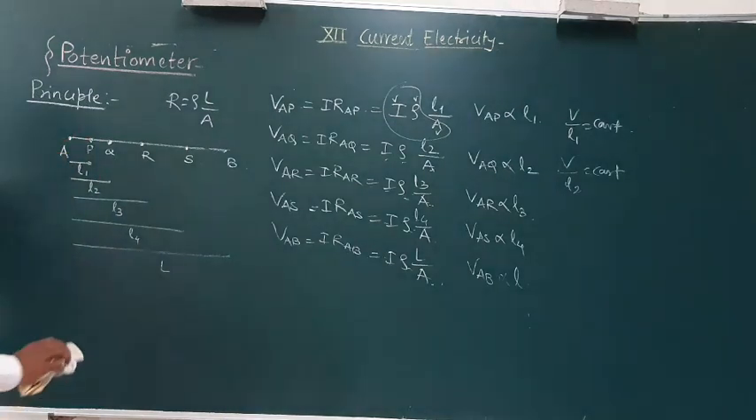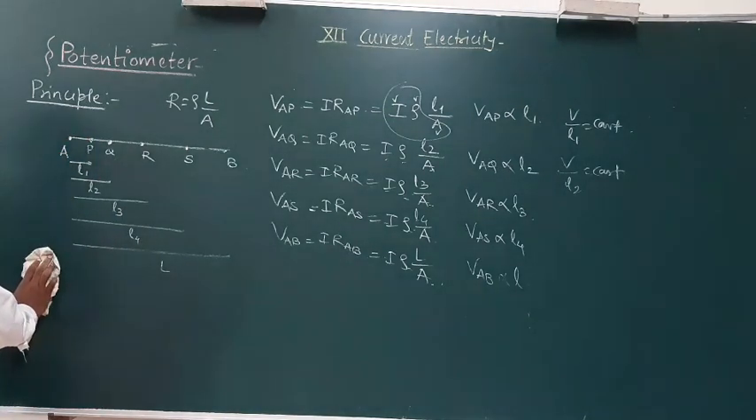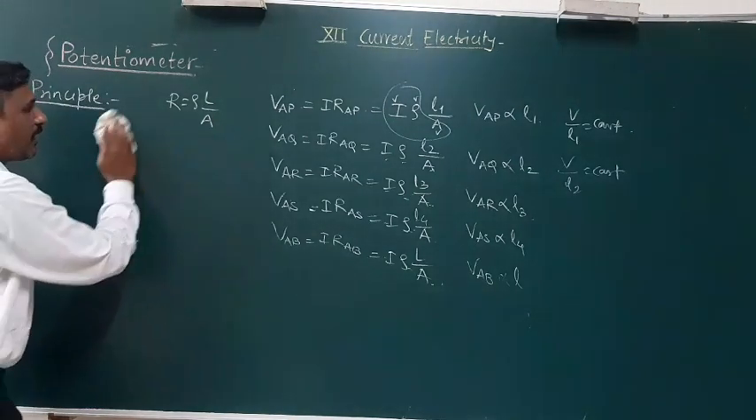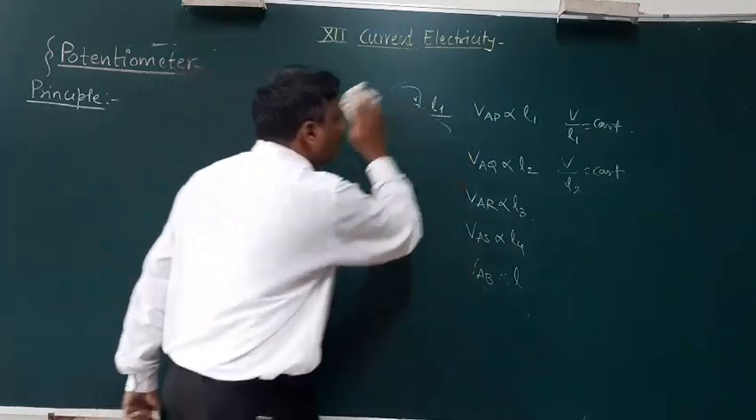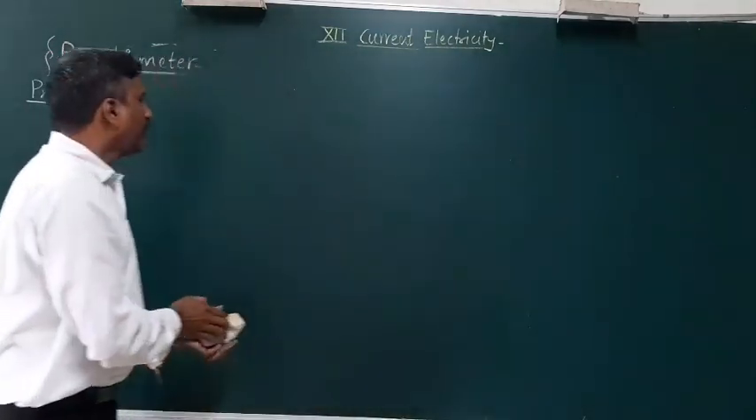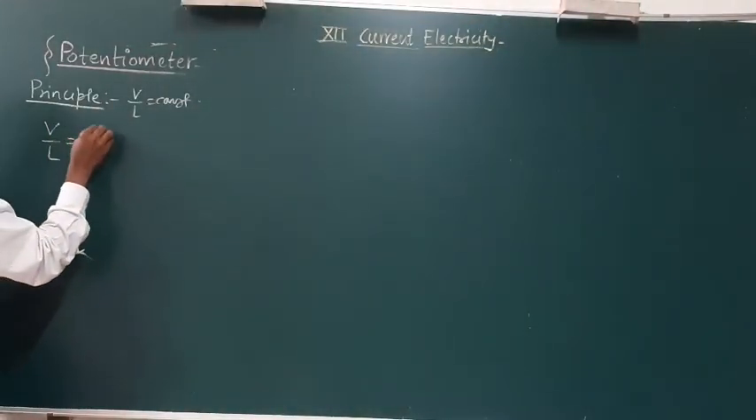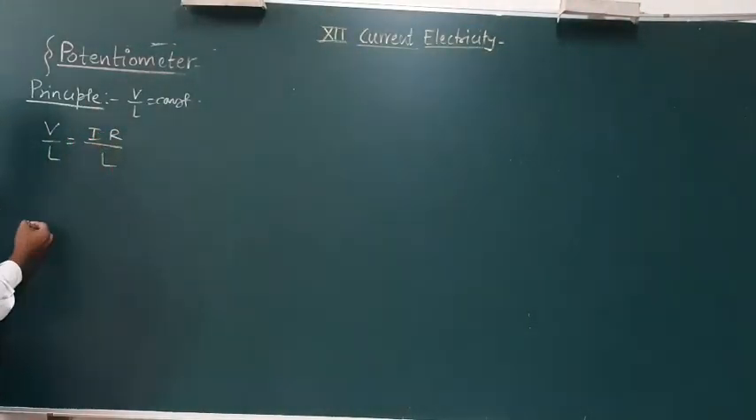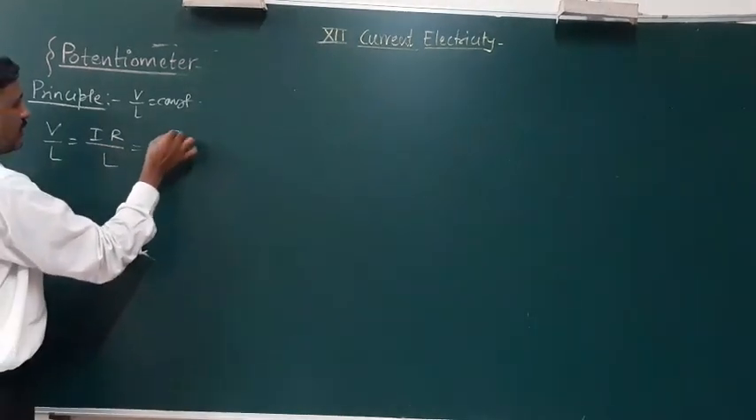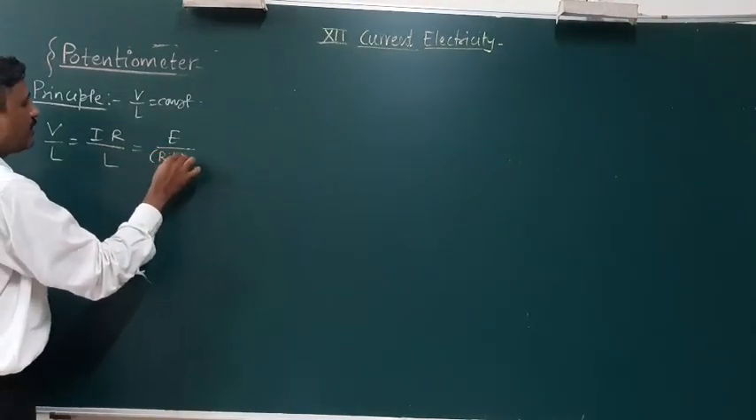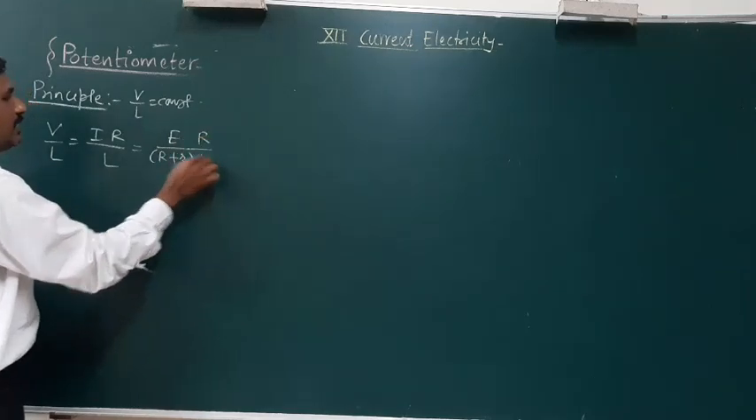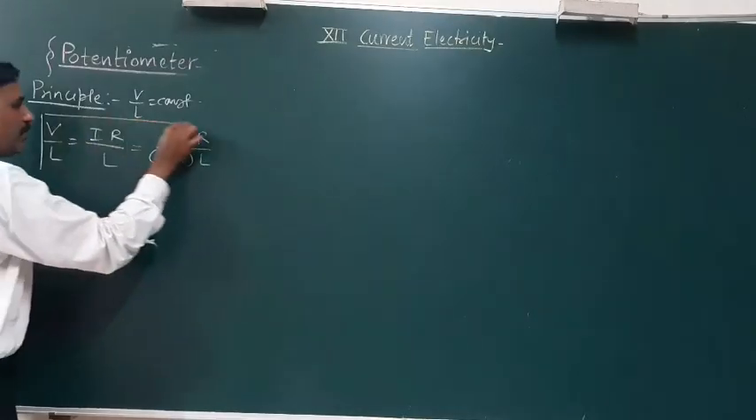Just pause the video and see the mathematical explanation. Now come to the statement: the potential per unit length is a constant, that is, V by L equals a constant. This V by L is called the potential gradient. V is given by IR, divided by L, and I is given by E divided by capital R plus small r, so the potential gradient is E times capital R divided by (R plus r) times L. This is the formula for potential gradient.